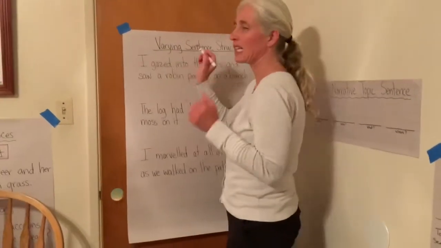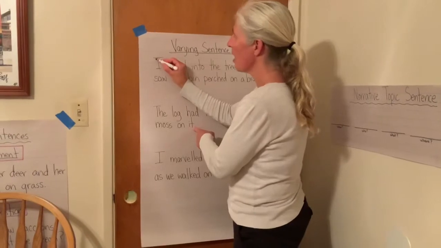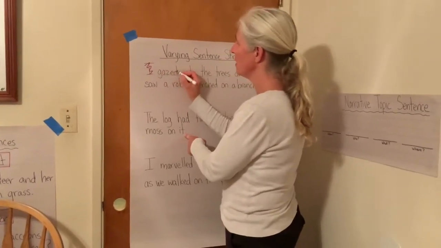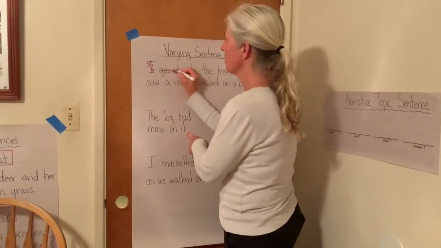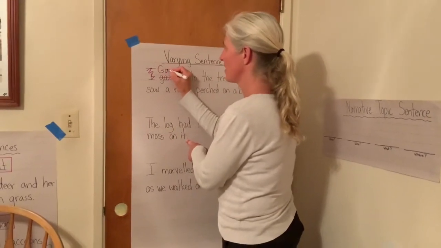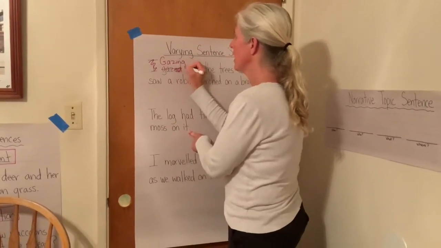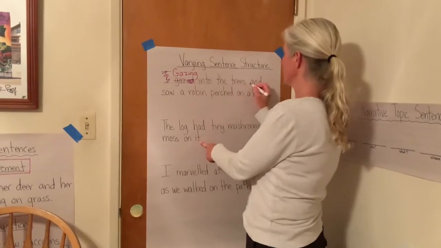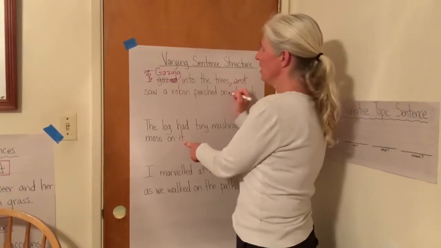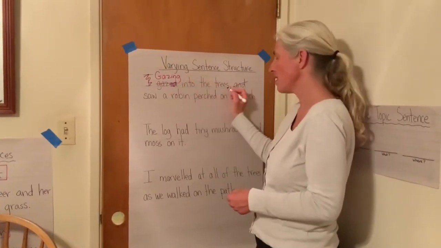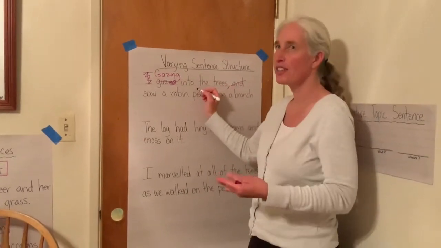I'm just going to make a couple of revisions. I'm going to take out I, and I'm going to cross this out, and I'm going to start it with gazing. Okay? Gazing into the trees, cross that out, comma. So I turn this into a phrase that shows action of what I'm doing.